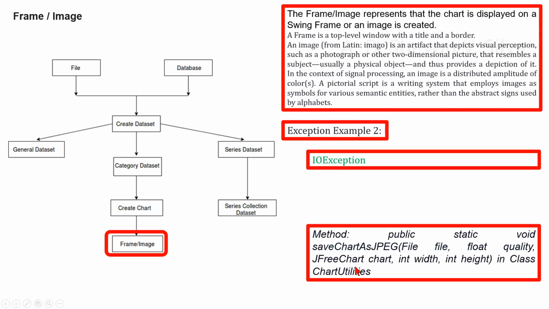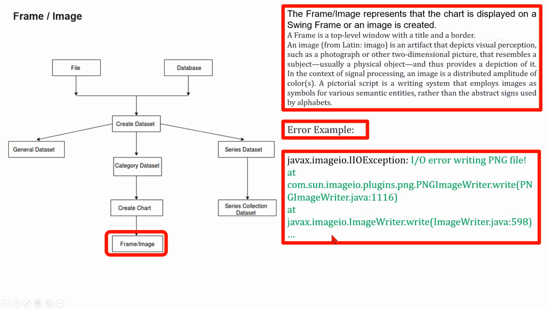Another exception example we can consider is IOException. It may occur in the method public static void saveAsJPEG, with float quality, JFreeChart chart, int width, int height, in class ChartUtilities. As an error example, we can consider IO error writing PNG file, and etc.